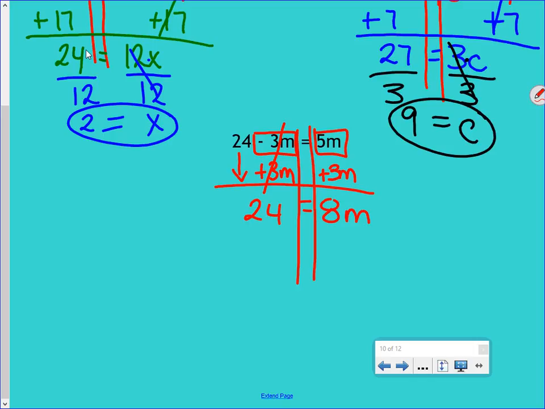Only one thing left to do is to undo this multiplication with division. Divide both sides by 8. 8 divided by 8 leaves us with m equals 24 divided by 8 is 3.